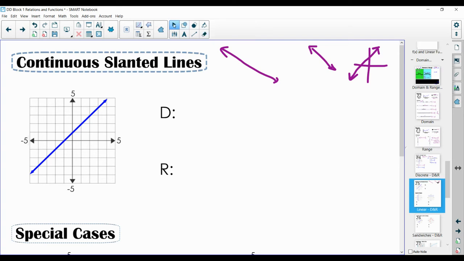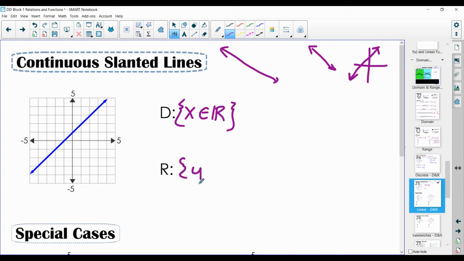So my x values can be anything in the number system. And so the way that we represent that is x is an element of the reals. And again, we put our set brackets around. For our range, we look at the same thing. We look at all the points on the y-axis, and there are no values on the y-axis that don't have a corresponding x. So this is also y is an element of the reals.